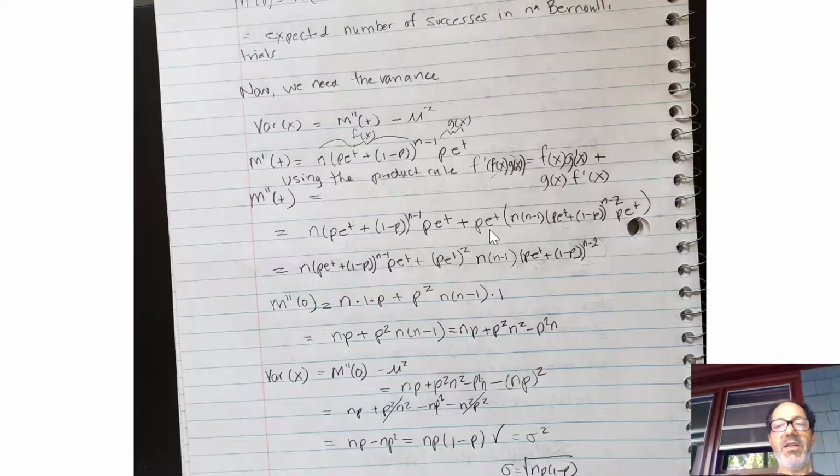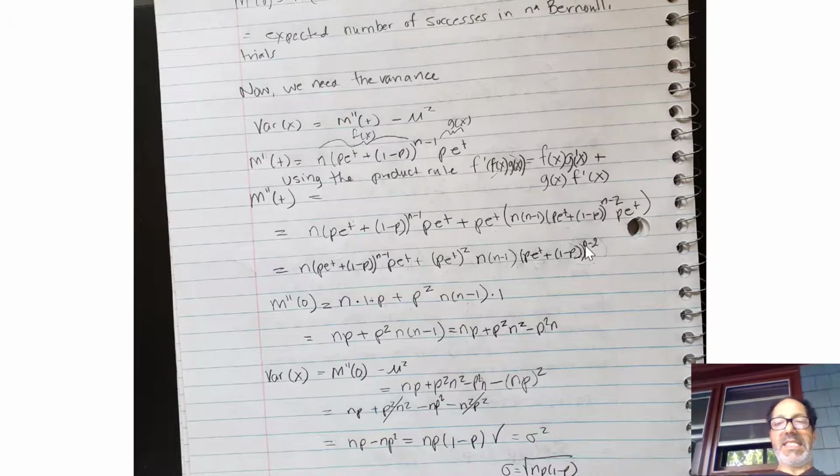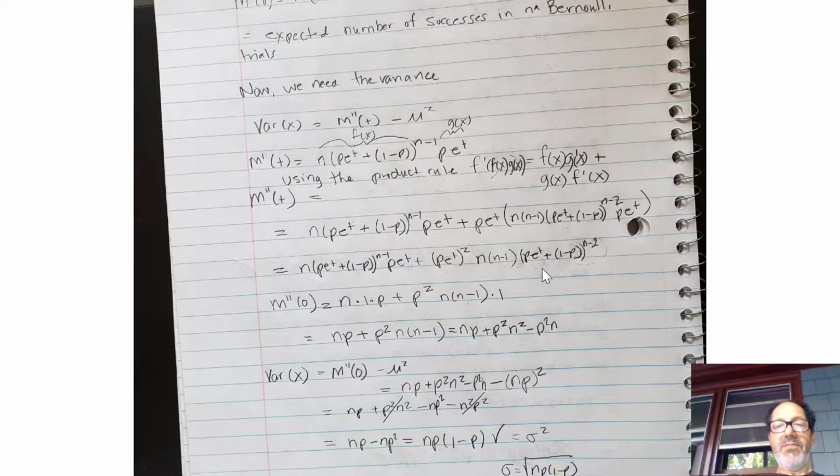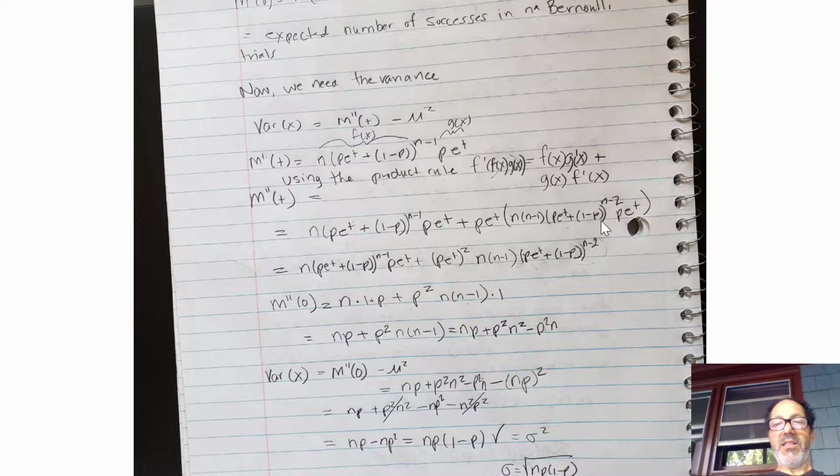So you'll see the second derivative, we have npe^t times (pe^t plus 1 minus p) to the n minus 1, times pe^t, plus the second part here, which is g of x times f prime of x, so we get pe^t, that's g of x, times the derivative here, so we get n times n minus 1 times what's in here raised to the n minus 2 power, and then we have to do another pe^t because we're taking the derivative of what's inside, which is pe^t with respect to t.